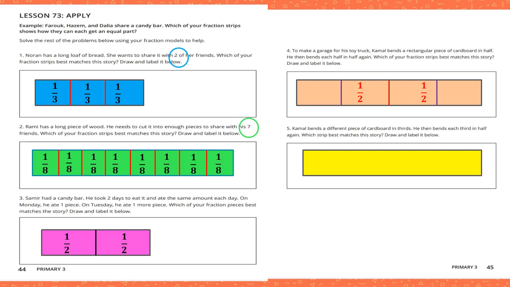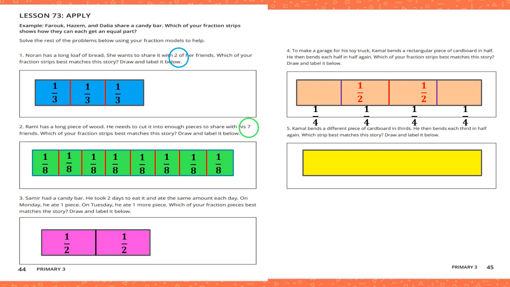The total parts are 4 parts. So each part will be 1/4. 1/4, 1/4, and 1/4. Question number 5.